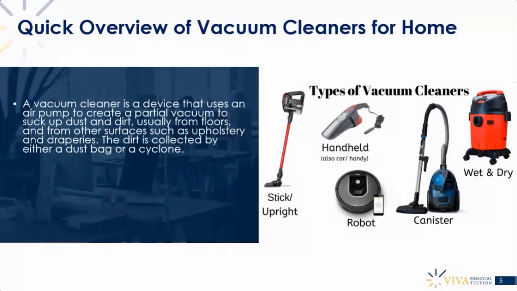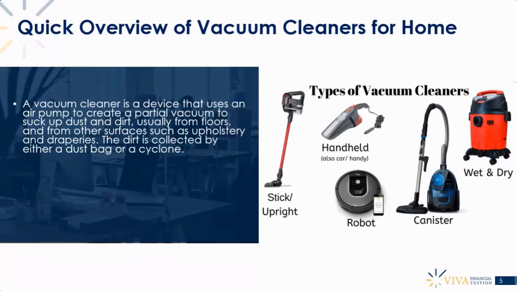So, a vacuum cleaner is a device that uses an air pump to create a partial vacuum to suck up dust and dirt, usually from floors and from other surfaces such as upholstery and drapery. So it covers all of those things. People sometimes mistakenly think that vacuum cleaners are just for floors, but you can of course use them on other surfaces as well, and that's often where the handheld comes in very useful.